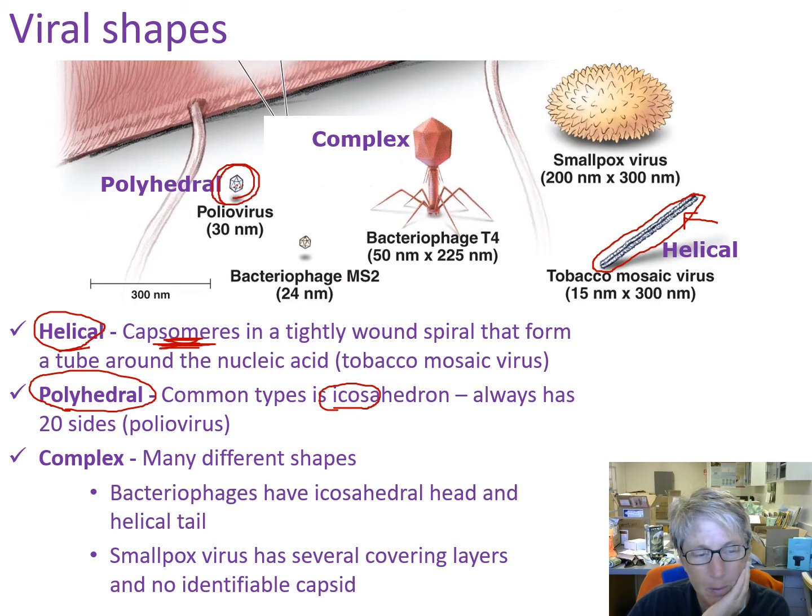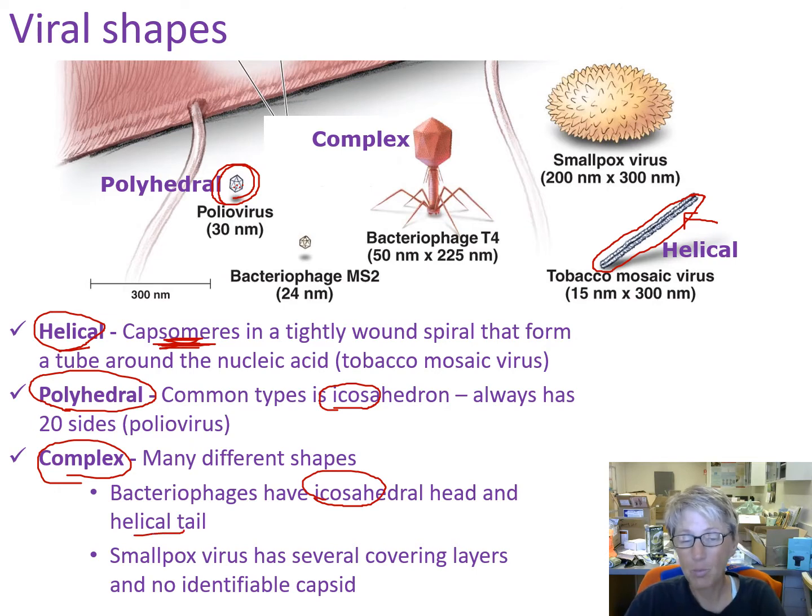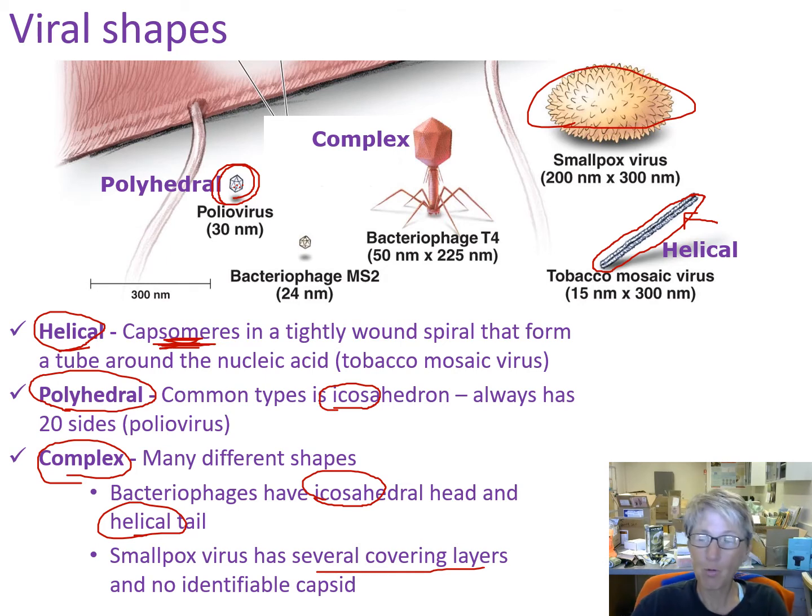And the next shape of a virus is called complex. If you are a virus and you have a complex shape, that means you could have, for example, an icosahedral head, but then your tail would be helical. So you'd have those two different types of shapes. The smallpox virus, which is this guy up here, has several covering layers, but it doesn't have an identifiable capsid. So it doesn't have that outer protein capsid.